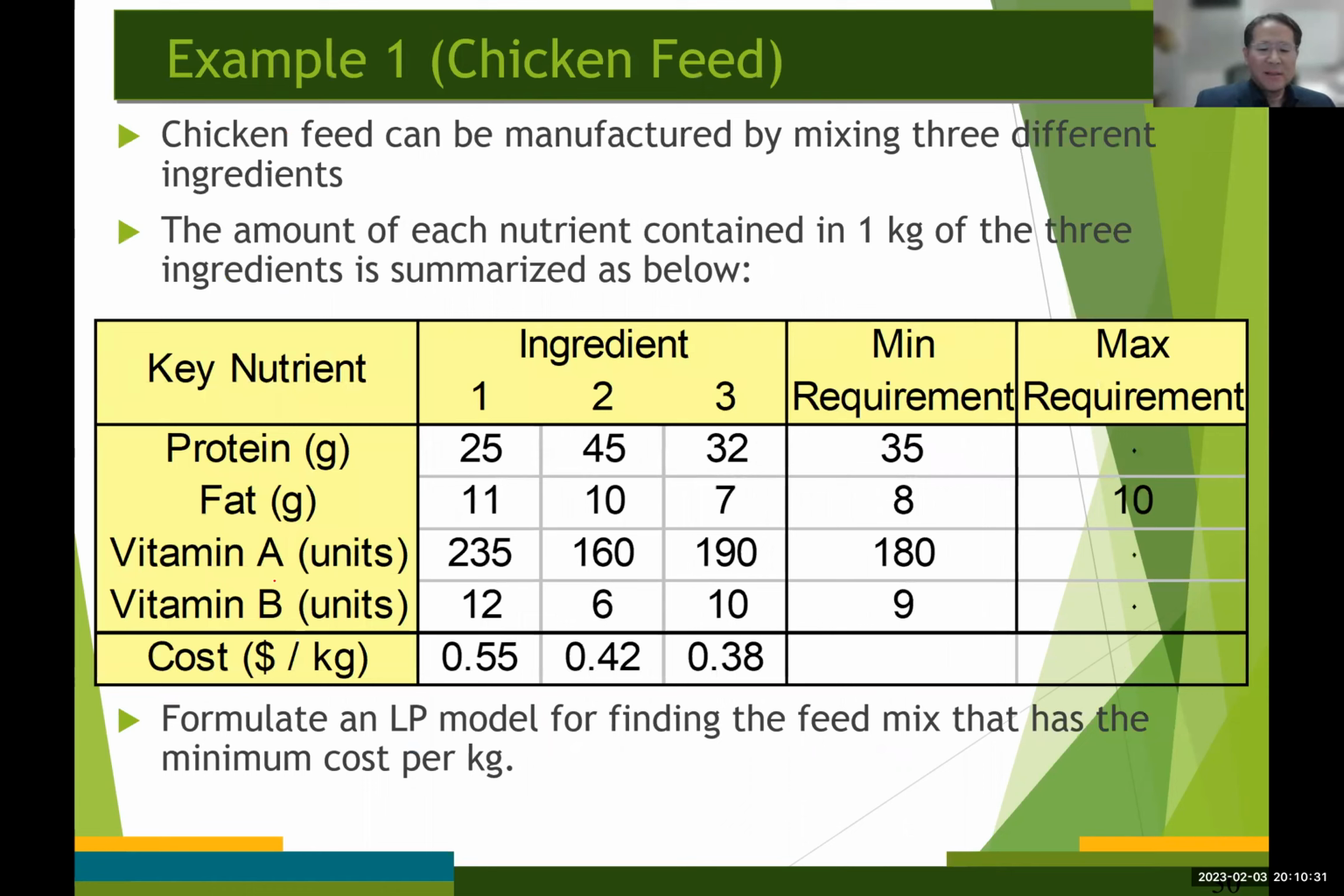Okay, now let's revisit the chicken feed example. Let me disable video so I can see the full screen. Okay. So I want you to recall that in this example, a farm manufactures chicken feed by mixing 3 different ingredients, right? And we were required to formulate an LP model to find the feed mix that has the minimum cost per kilogram, right?